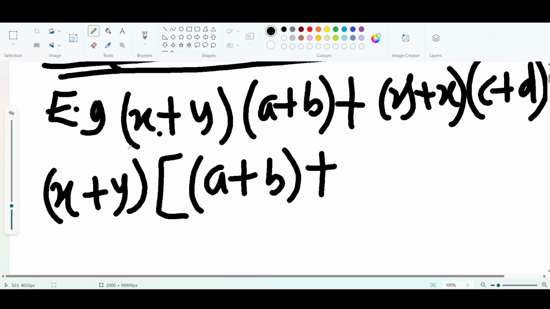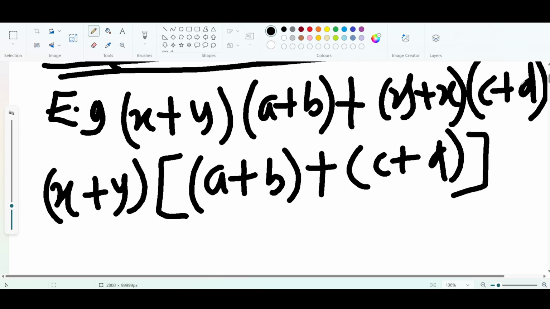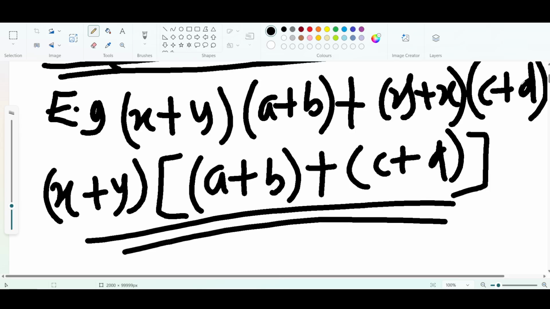Now this one and this one will also cut because they are the same. And what will be left here is c plus d. So this will be the final expression. So after we have factorized what is common between them, we have factorized it out, then we are now left with this plus this. So this is how we factorize this expression.